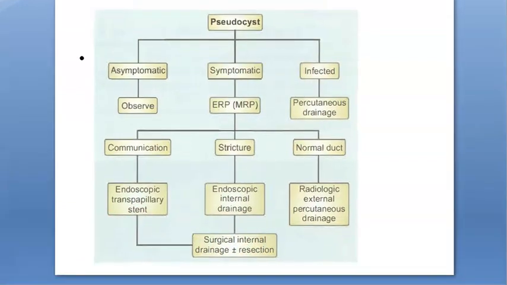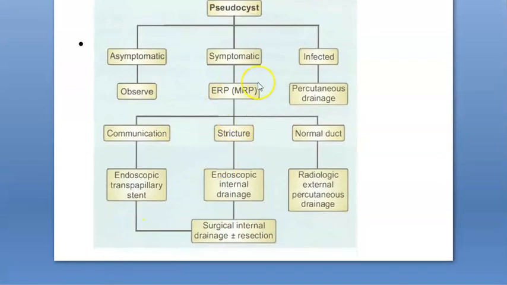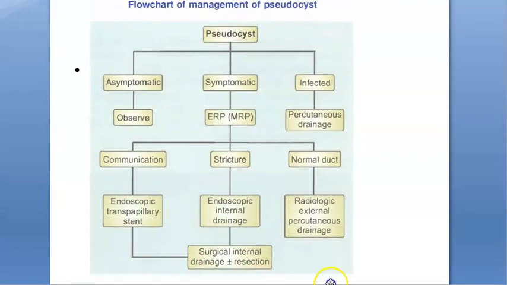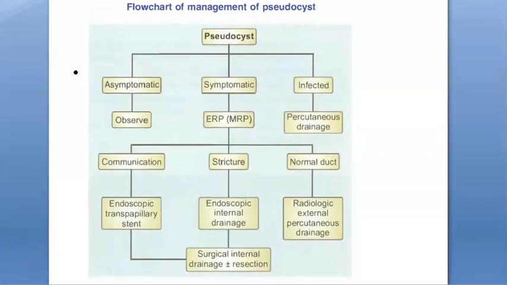How will you manage a pseudocyst? If there is a communication or a stricture, internally if there is a stricture, they are draining it. If there is a communication, some stent they are talking about. Then in this flow chart, there's one more portion here, infected. Infected means you will again do drainage, from the skin only they are talking about.